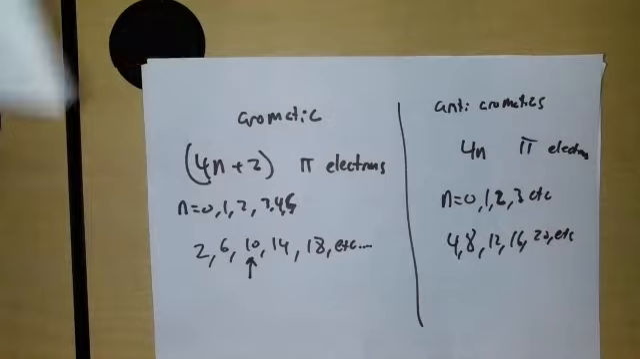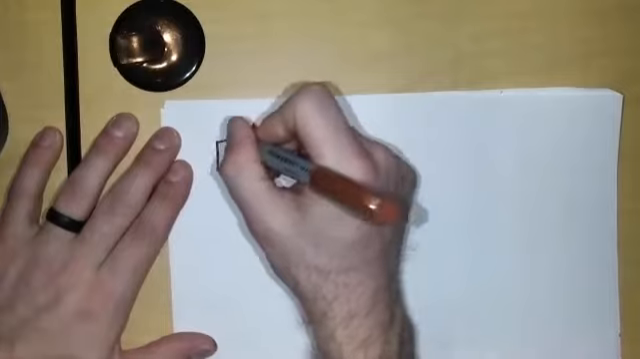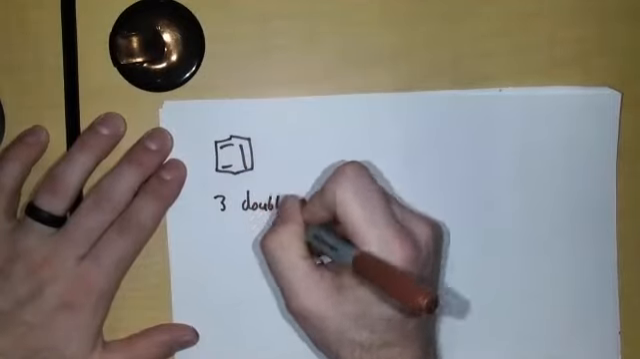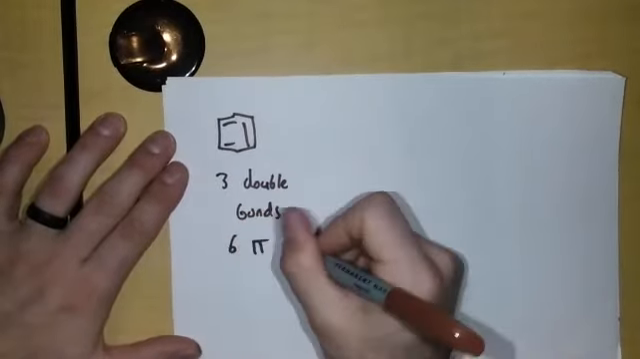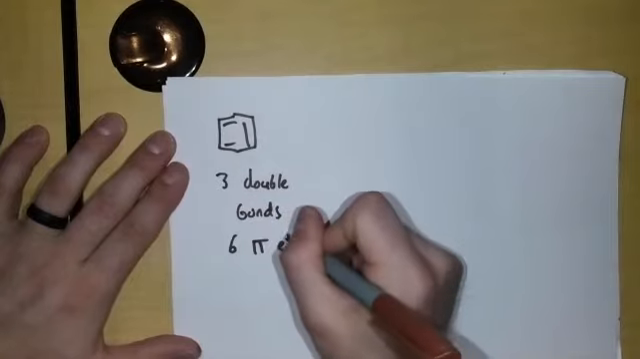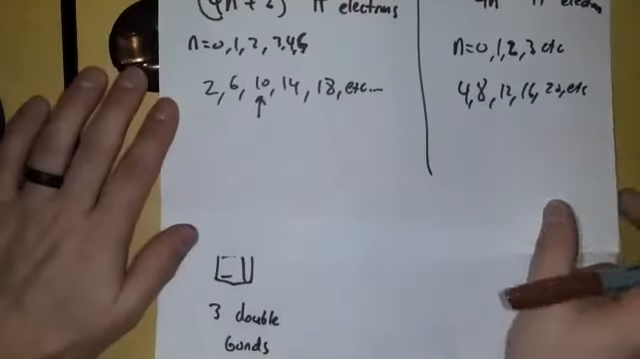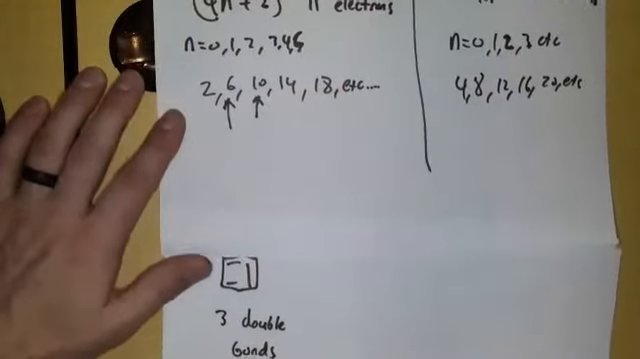Let's talk about that. So benzene is usually the example we can start with. It has 3 double bonds, which means it has 6 pi electrons. If we look at our chart, 6 is over here in the aromatic category, meaning this is an aromatic compound.